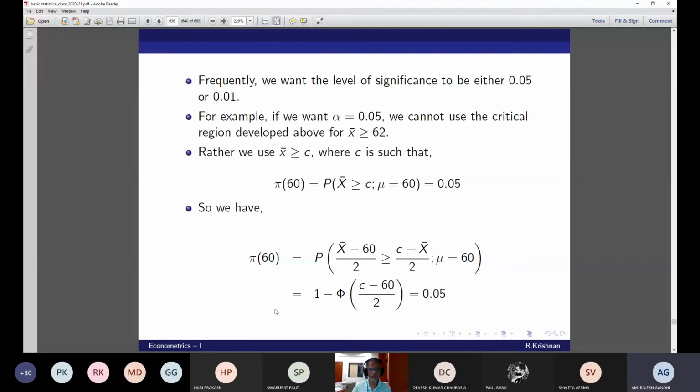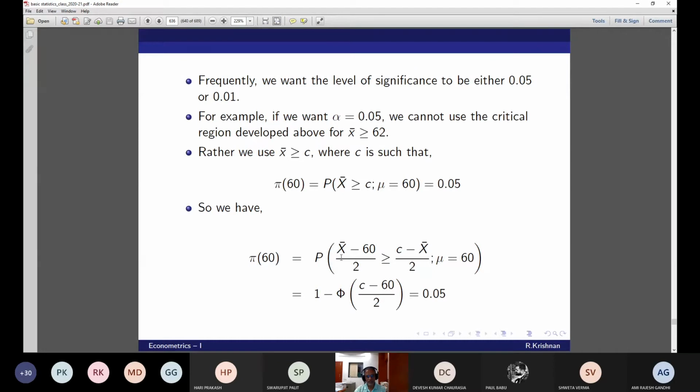Okay. Frequently, we want the level of significance to be either 0.05 or 0.01. For example, we want alpha to be 0.05. We cannot use the critical region developed above for x bar 62. Why? Because as somebody pointed out, this is going to increase. Rather, we use x bar greater than or equal to c, where c is such that pi, the power of the test at null 60, is equal to 0.05. Now we have fixed this. Last time we did not fix this, we fixed this now. For this given 0.05, what is that x bar that we need?